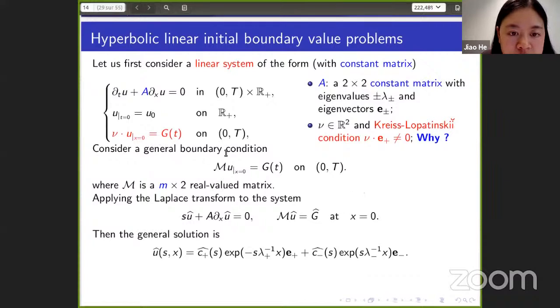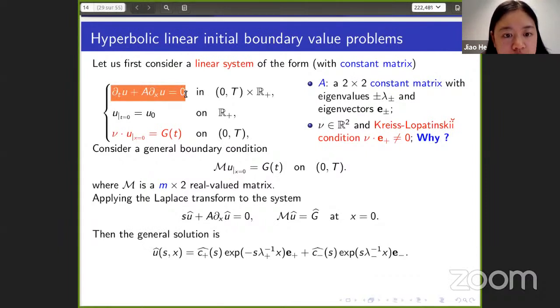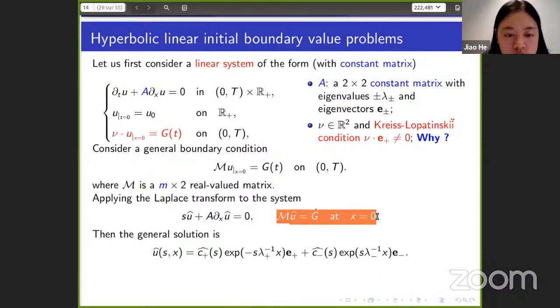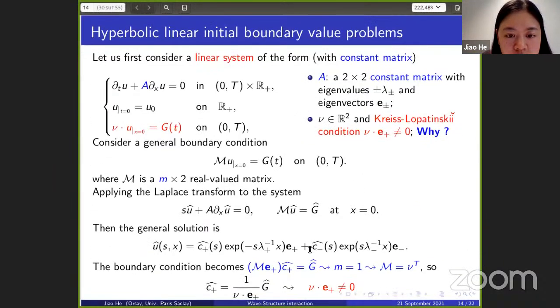If we consider a general boundary condition like this, with M a two by two real valued matrix, and if we apply the Laplace transform to the first equation, then we get this equation, which is an ODE, and we can solve this ODE. The general solution is given by this, and then the boundary condition becomes like this, because the second term will disappear.